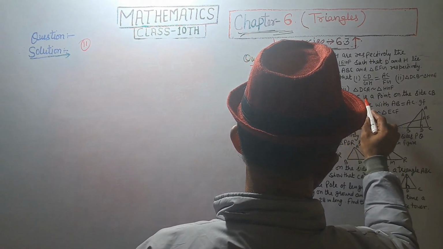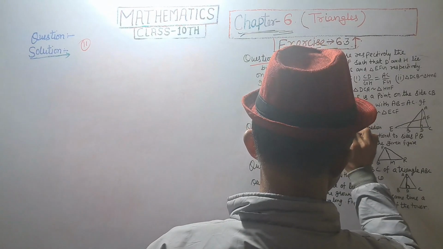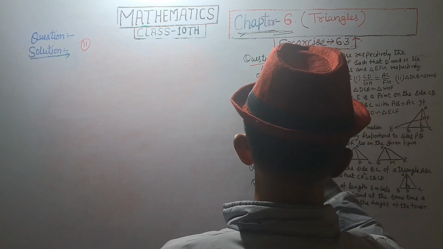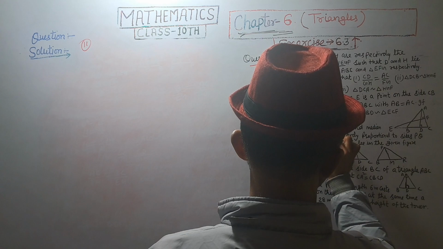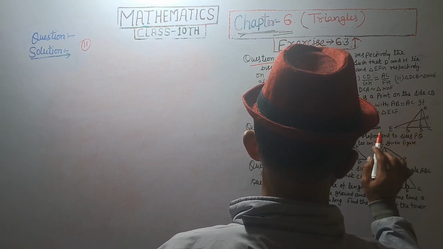Question number 11. In the given figure, D is a point on the side CB produced of an isosceles triangle ABC with AB equal to AC. If AD is perpendicular to BC and EF is perpendicular to AC, prove that triangle ABD is similar to triangle ECF.